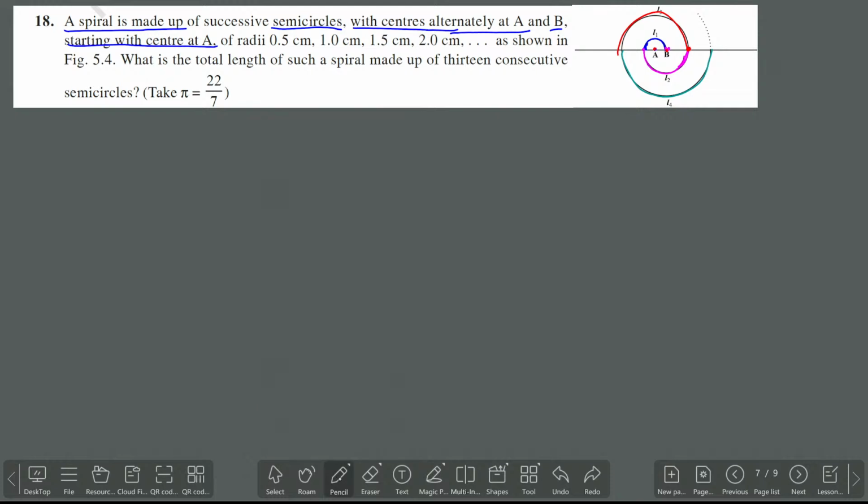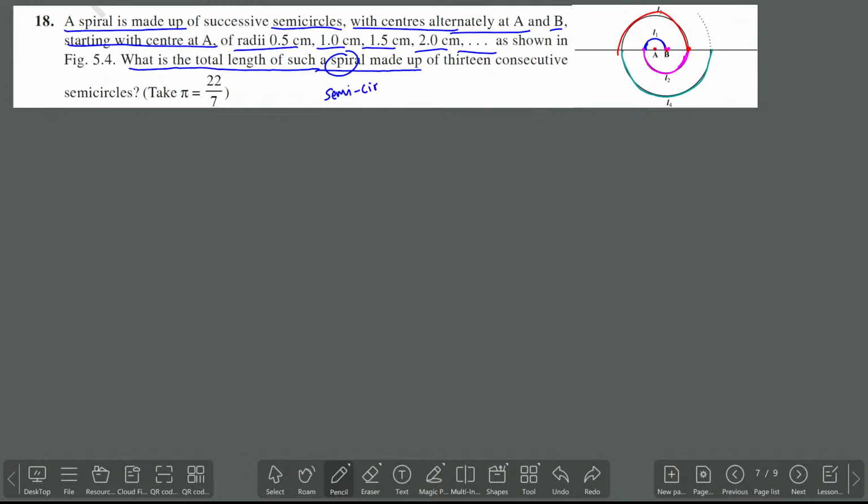Right, okay. Radii they are given for first circle, second circle, third circle, fourth circle. And it's going on like that. That means for each, 0.5 is increasing. Have you noticed it? Right. As shown in the diagram, what is the total length of such a spiral made up? The spiral is in the shape of what, my dear?